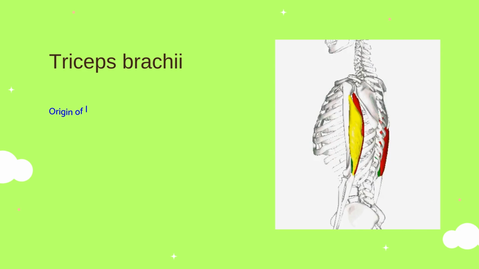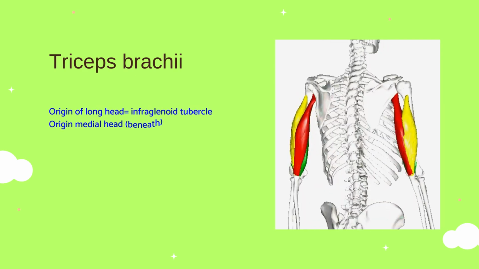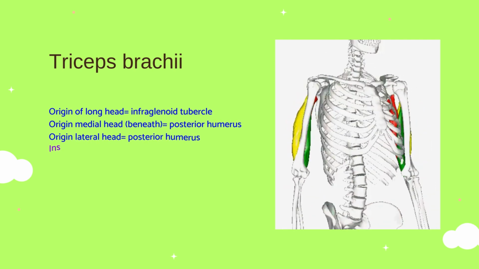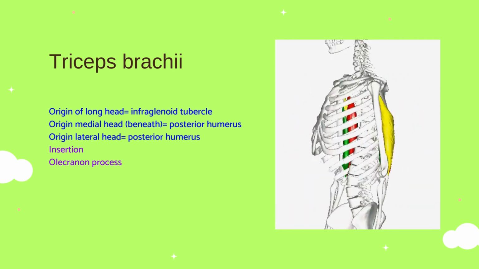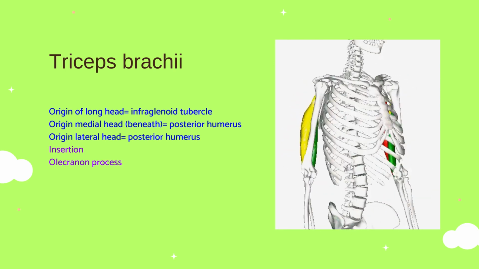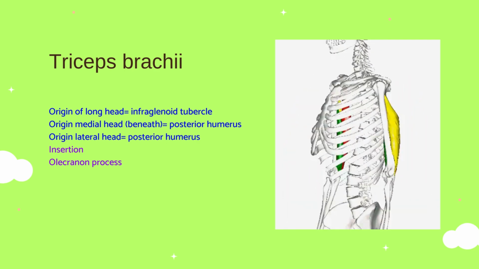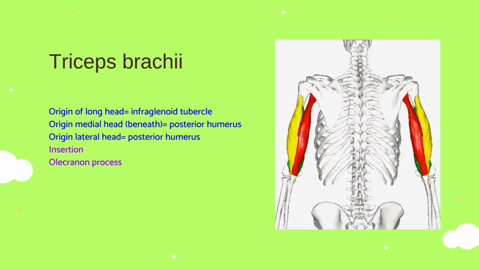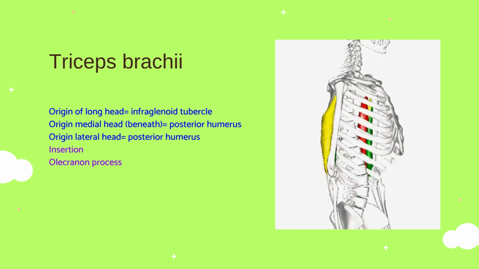The triceps brachii is a large muscle located on the posterior side of the upper arm. The long head of the triceps brachii originates from the infraglenoid tubercle of the scapula, which is a bony prominence below the shoulder joint on the scapula. The lateral head originates from the upper half of the posterior surface of the humerus bone. The medial head originates from the posterior surface of the humerus below the radial groove.